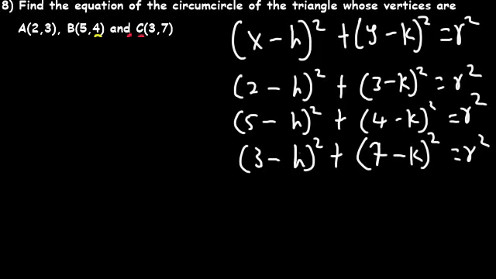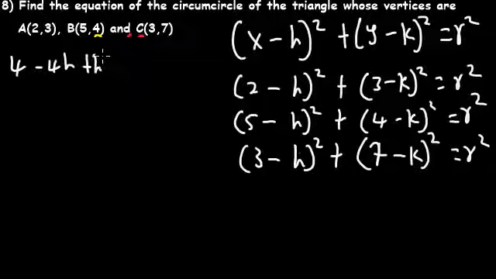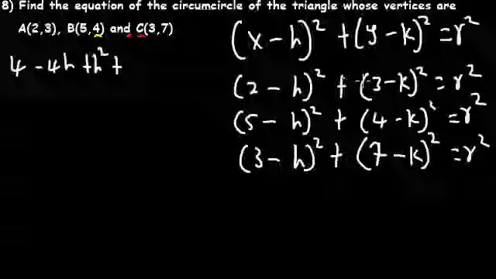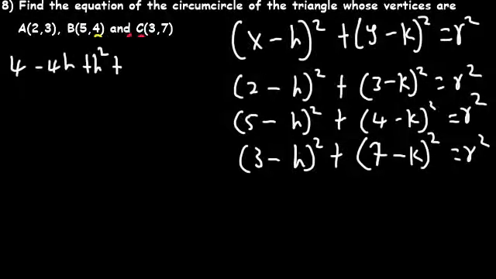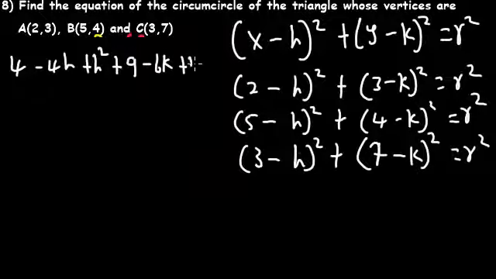Let's expand the brackets. I won't write out the expansion, but give the result directly. 2 squared is 4. Minus h times 2 gives minus 4h. Then h times h gives plus h squared. Then 3 squared is 9, minus 6k, plus k squared equals r squared.